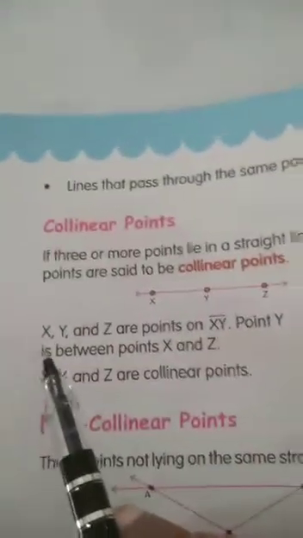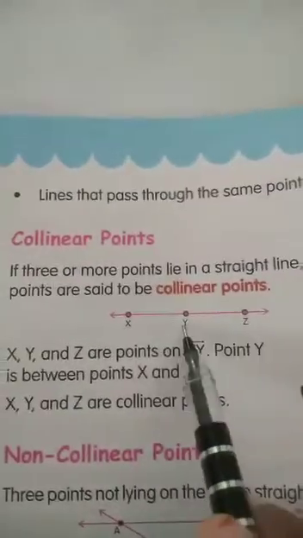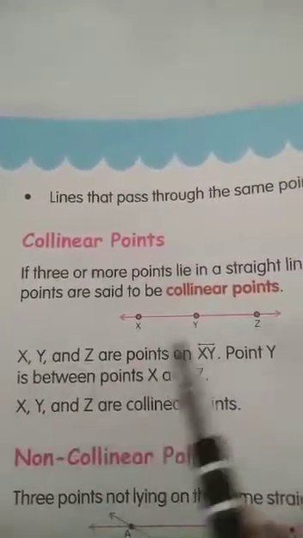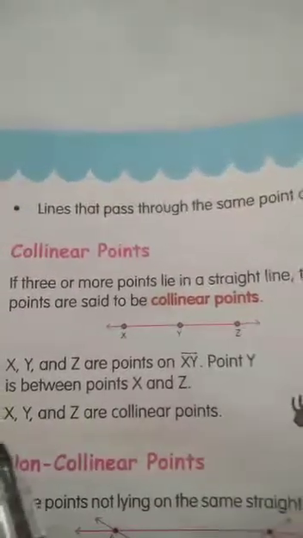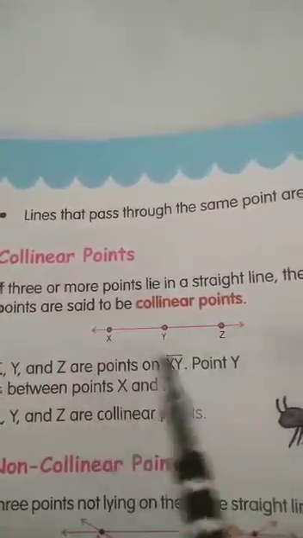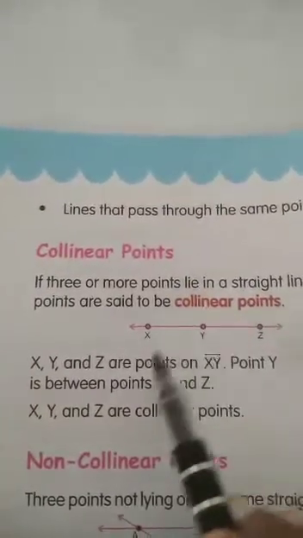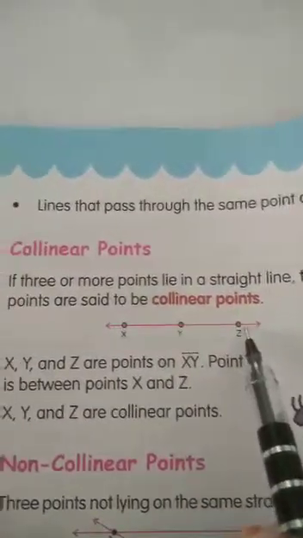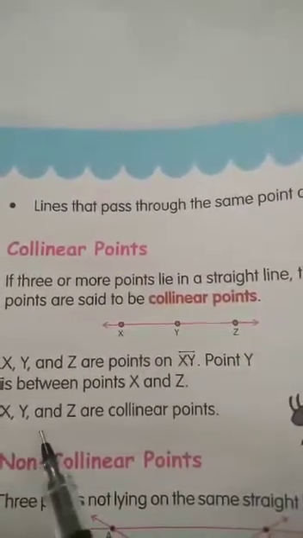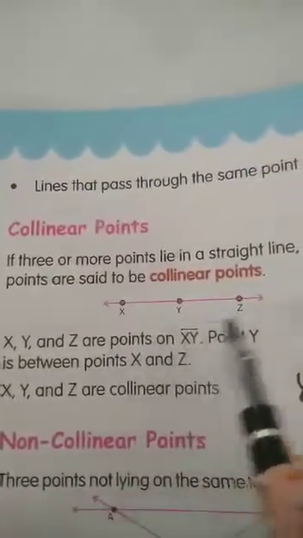Next, X, Y and Z are points on XY. Point Y is between points X and Z. X, Y and Z are collinear points.